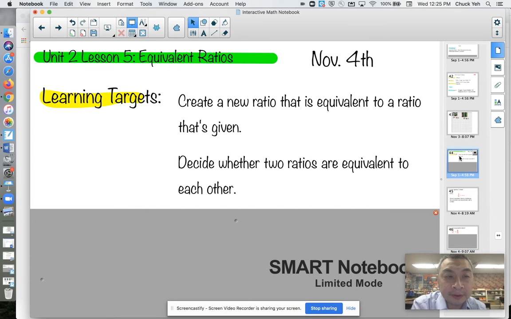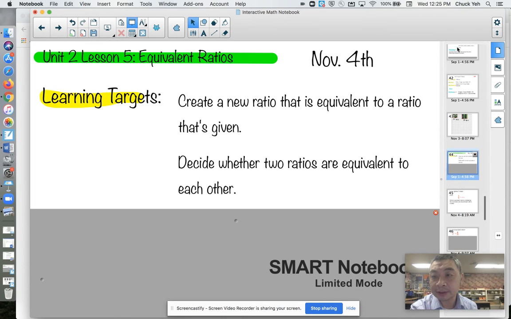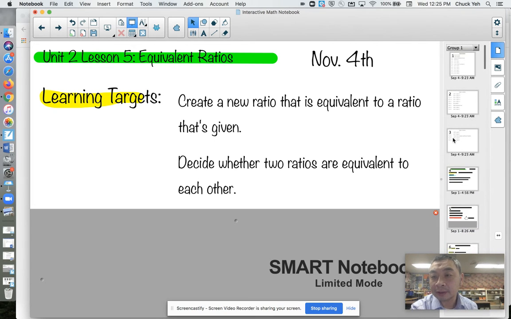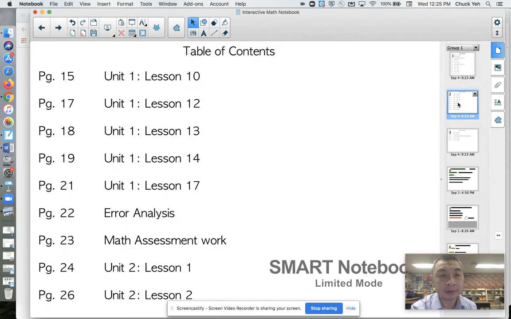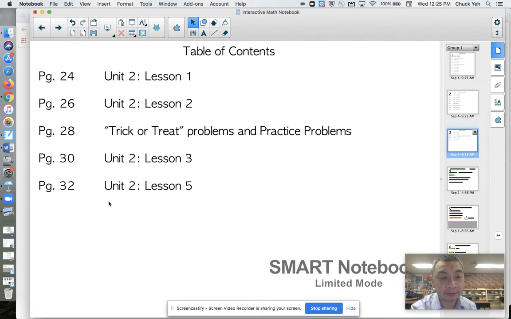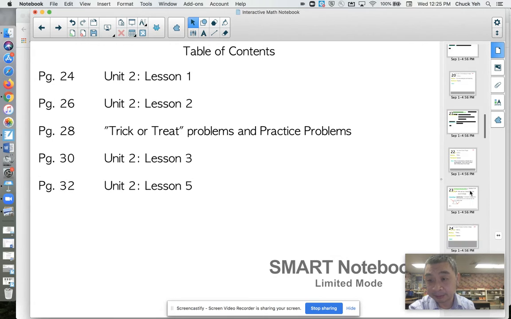Today is November 4th. We are skipping lesson 4, going to lesson 5, equivalent ratios. Just make sure that you have the table of contents that we're labeling the page numbers to. All right, and then we're on lesson 5. I'm on page 32 in my notebook. I don't know what page you're on, but it doesn't have to be the same page.